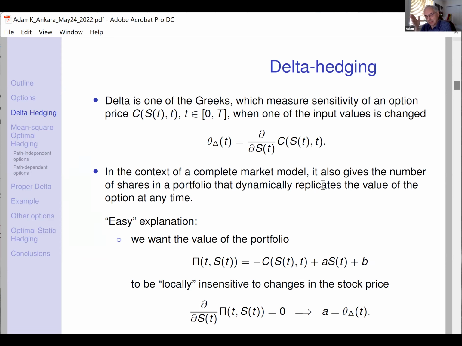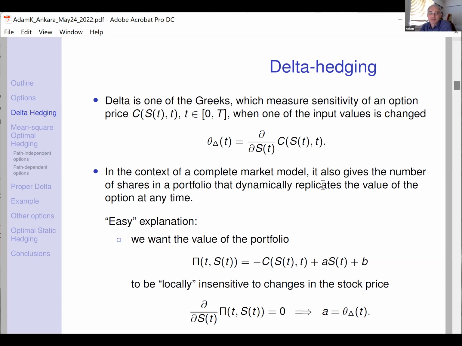It is a measure of sensitivity of option price, more generally our position, so this could be in the context of a portfolio, with respect to the change in the value or market value of the underlying security. Now, another important application, the one that I already alluded to, is for hedging. And it can be shown, you will see the outline of the proof in a moment, in the context of so-called complete market models, that the number of shares in the portfolio obtained in this way can be used to dynamically replicate the value of any option.